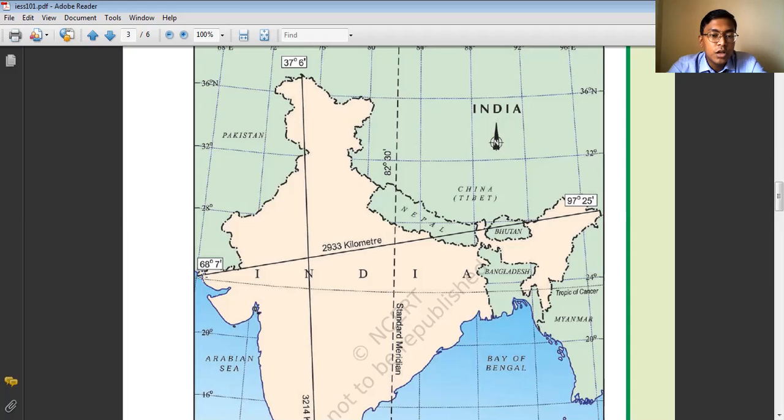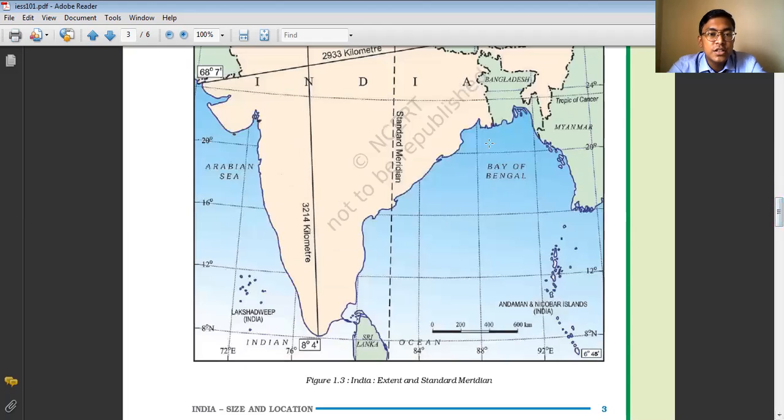Okay, the total length of India's coastline is 7,516.6 kilometers. That means from 68 degrees 7 minutes, where it is written, if we move this way through the Arabian Sea, then the Bay of Bengal and the Indian Ocean, till here, it is 7,516.6 kilometers. But sometimes we say 7,517 kilometers, including the Andaman and Nicobar and the Lakshadweep Islands.